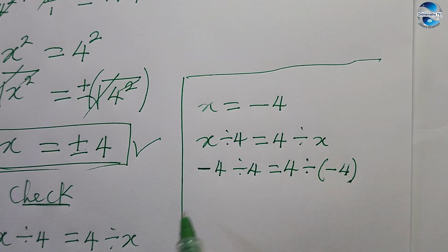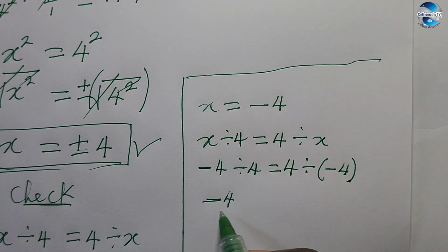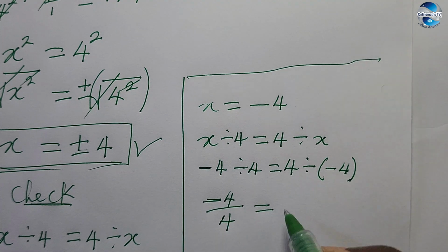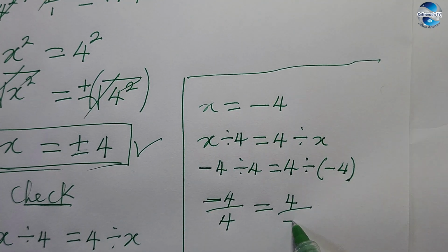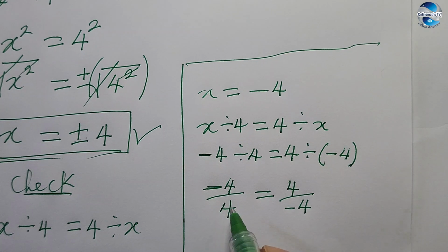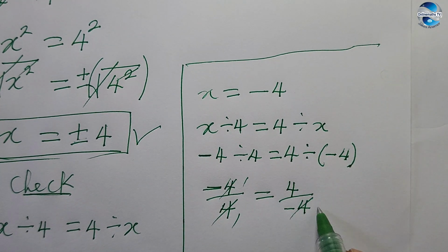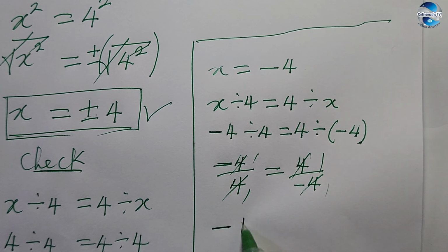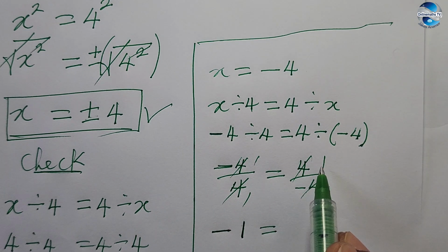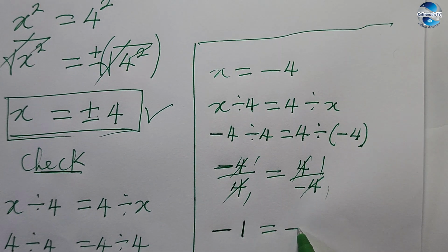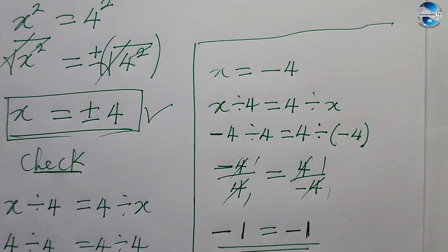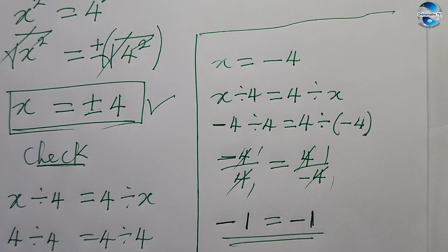So let's go gradually. Again, this will give us minus 4 all over 4, then this is equal to 4 all over minus 4. 4 over 4 is 1, so we have minus 1 all over positive 1, that will give us minus 1. The positive 1 all over minus 1 will give us minus 1. Easy. So this shows that the second root also satisfies the original equation.